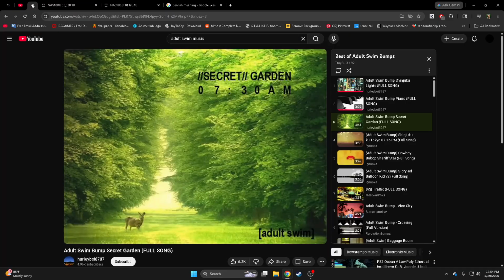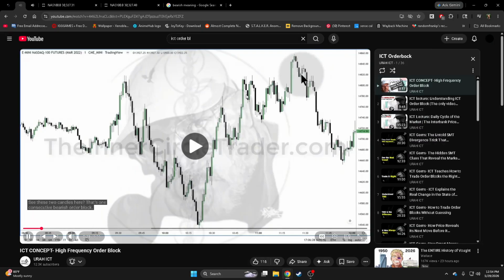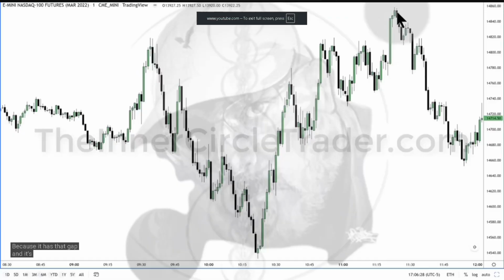Then you look over here. The opening price, extended out in time. Why is this a good bearish order block? Because it has that gap and it's taking liquidity.